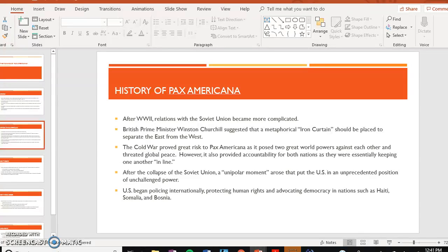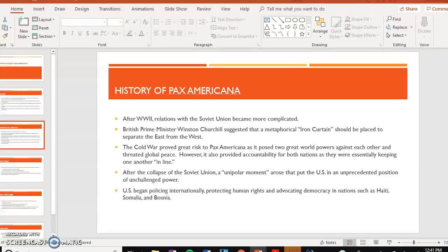So some facets of information about Pax Americana. After World War II, the relations with the Soviet Union did become more complicated. Their ideals did not align with those of Pax Americana, which made this relationship quite tense. The British Prime Minister at the time, Winston Churchill, suggested the classic metaphorical Iron Curtain that should be placed between the East and the West. And then following this, we go into the Cold War between the Soviet Union and the United States.